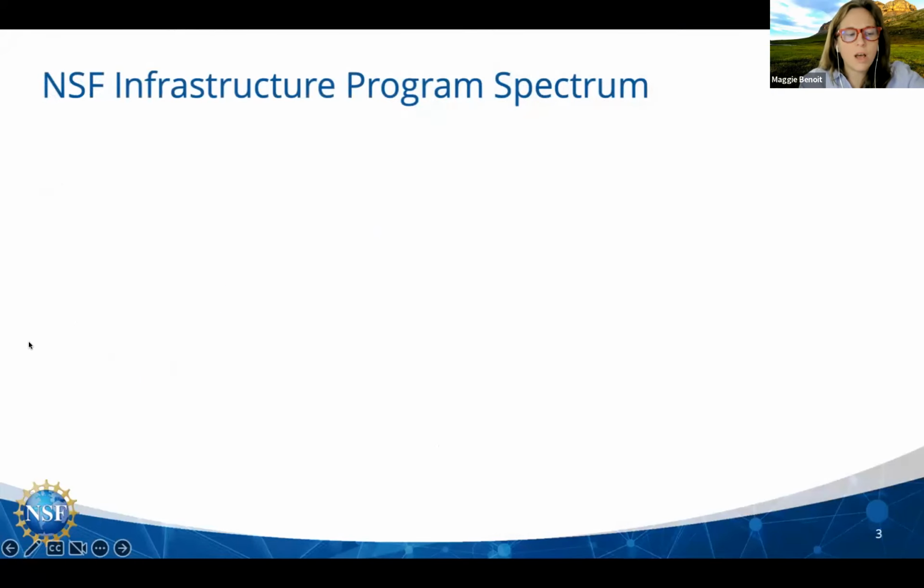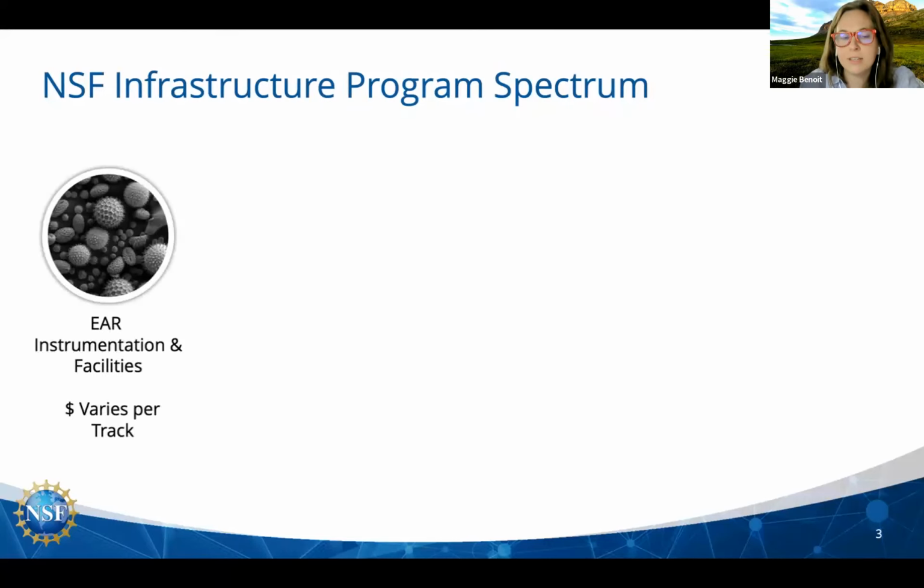All right. So I'm going to talk about the spectrum of infrastructure programs that are available at the National Science Foundation, going from small-ish to larger. And so the first is in the Division of Earth Sciences, we have an instrumentation and facilities program, and we have a newly revised solicitation. I encourage you to check it out. And there are multiple tracks in that solicitation for supporting a variety of different types of instrumentation and facilities. So these are things like supporting educational infrastructure, lab technician support, and lab operations. The amount of money that is available varies per track. So again, please look for that solicitation.